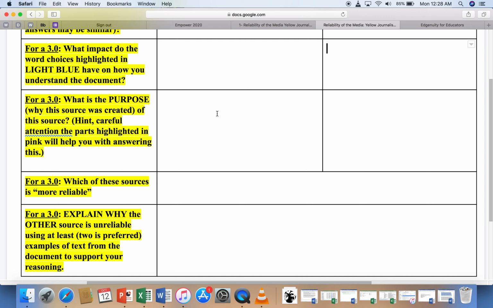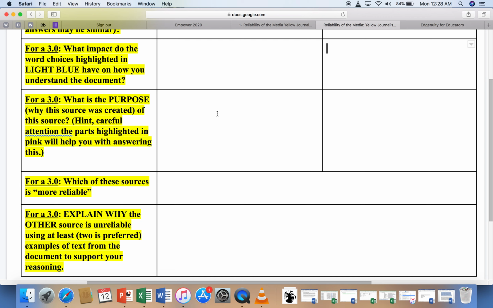For a 3.0, what is the purpose, that is to say why the source was created, of this source? So why was this particular source created? What purpose does it serve? Hint, careful attention to the parts highlighted in pink will help you with answering this. So I gave you a little bit of a hint there.